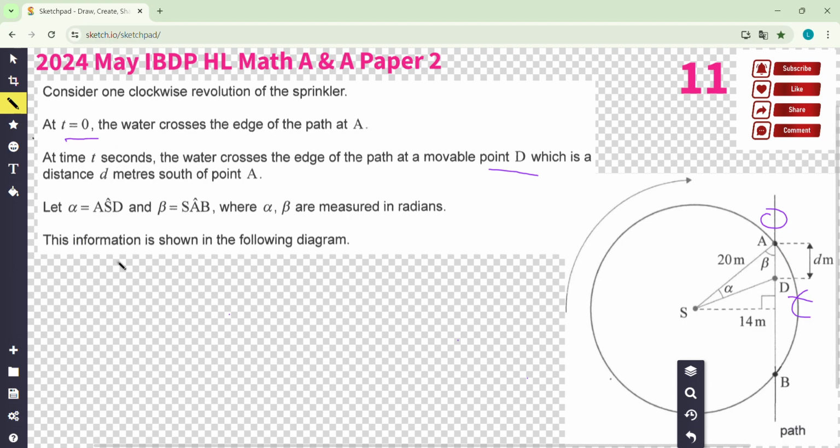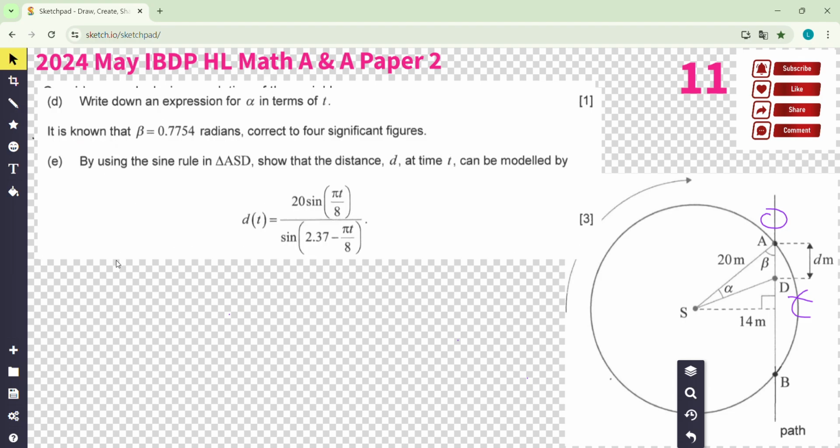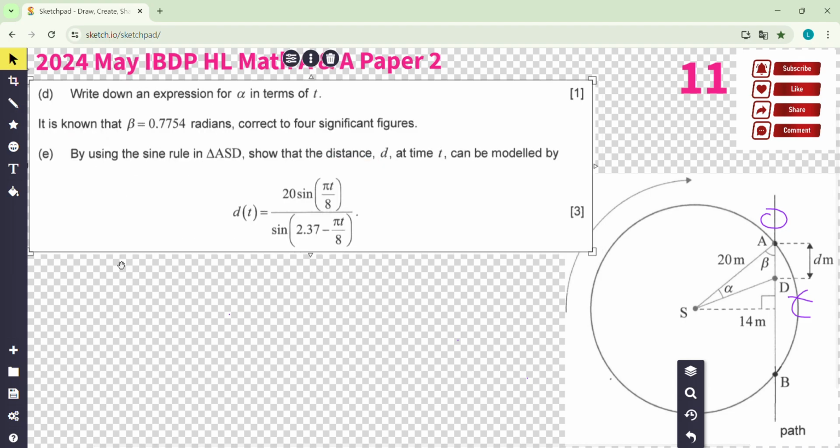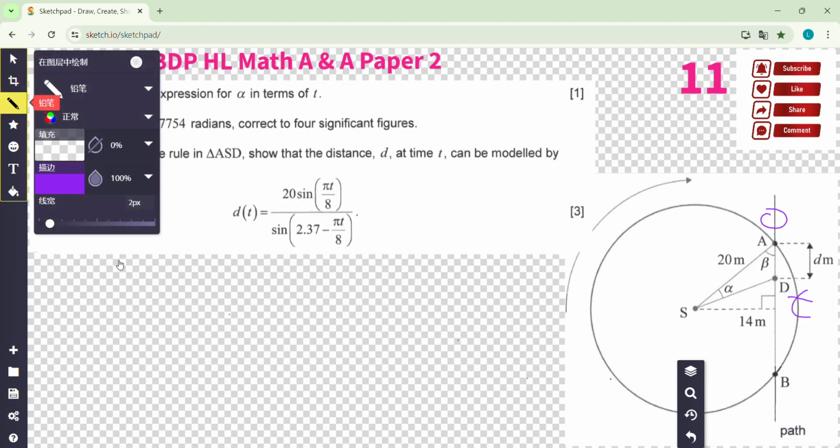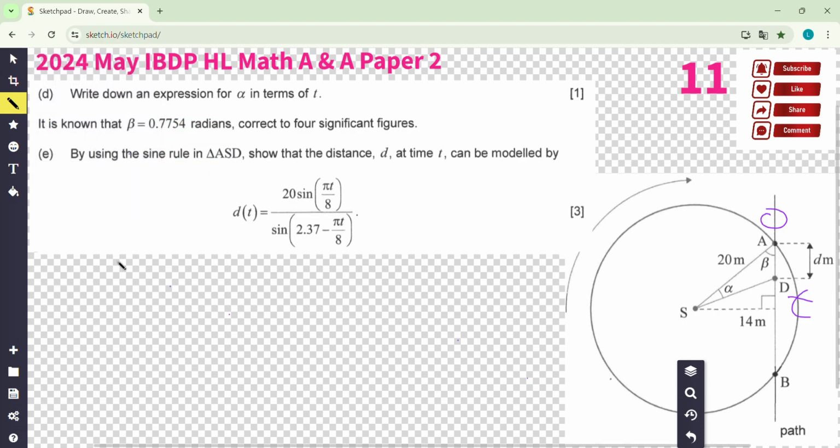And then we have alpha and beta. It's on the diagram already. This information is shown in the diagram. So everything is on the diagram, so we don't need to read this paragraph anymore. So look at the question. The question is about the first part. Write down an expression for alpha in terms of t.